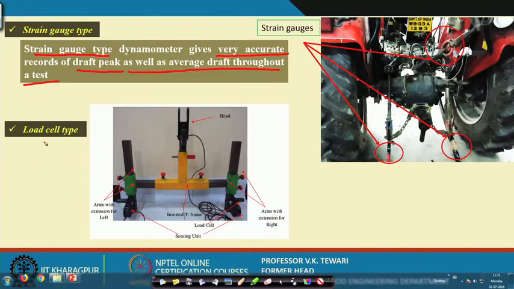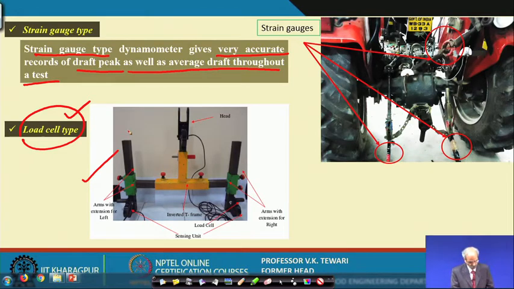So, the new way which has come up is the load cell type. This is the one which we have developed at IIT Kharagpur. We will discuss this in detail. The load cell type is also a strain gauge type, but the strain gauges are fixed inside in such a way that you get a very compact small unit which can be fitted anywhere, and you will have very few wires coming out of this.